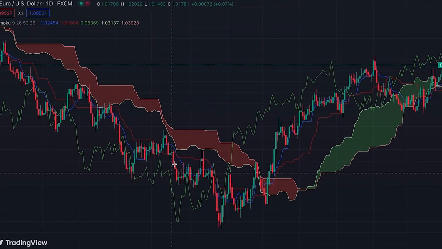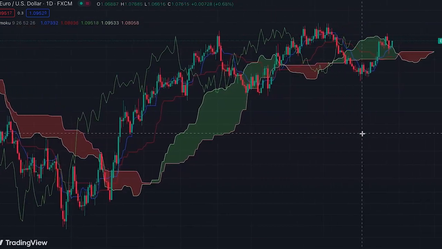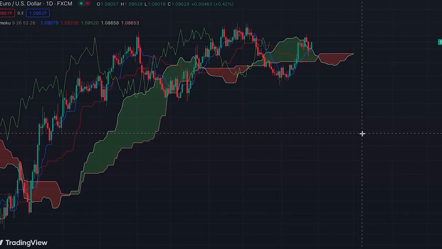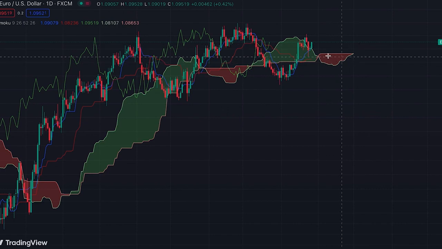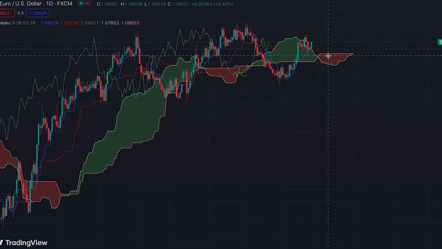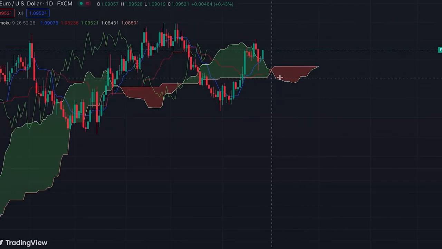As I explained, leading span A and leading span B are shifted forward and plotted 26 periods in the future. So the cloud also provides possible future support and resistance levels that may hold. For example, here you can see that we have the cloud in the future and it shows the possible support area or a resistance area if the price goes below the cloud.